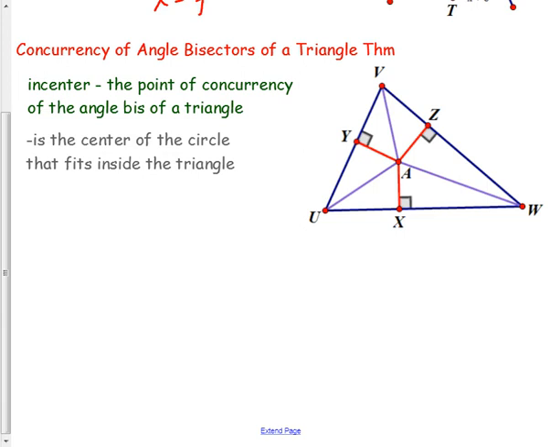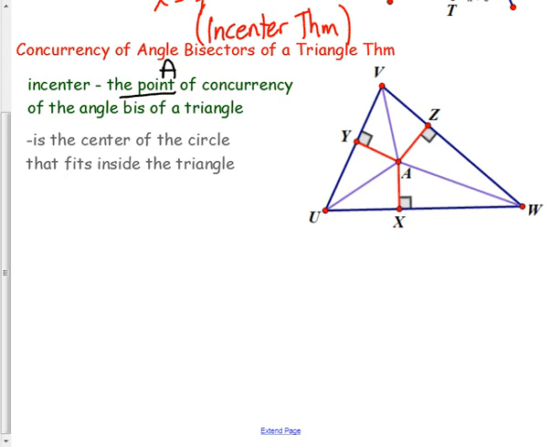Next is the concurrency of angle bisectors of a triangle theorem. The concurrency of angle bisectors is called the incenter, so you could call this the incenter theorem if you wanted. So the incenter is the point of concurrency. On this diagram, it is point A. All of these light purple lines you see here are the angle bisectors, and they meet at the point of concurrency, the incenter, point A.